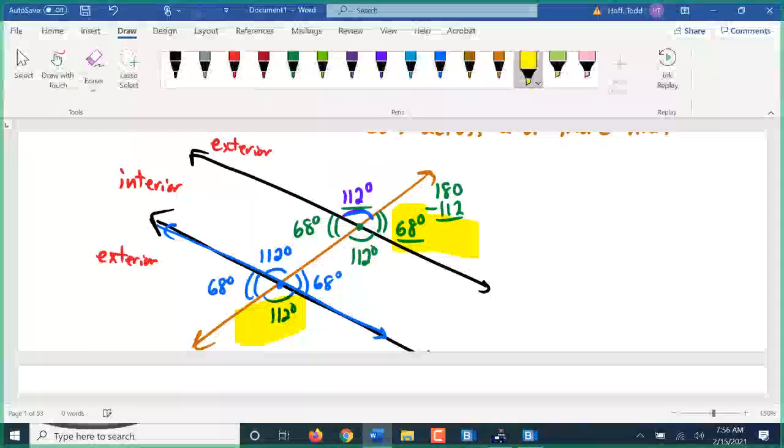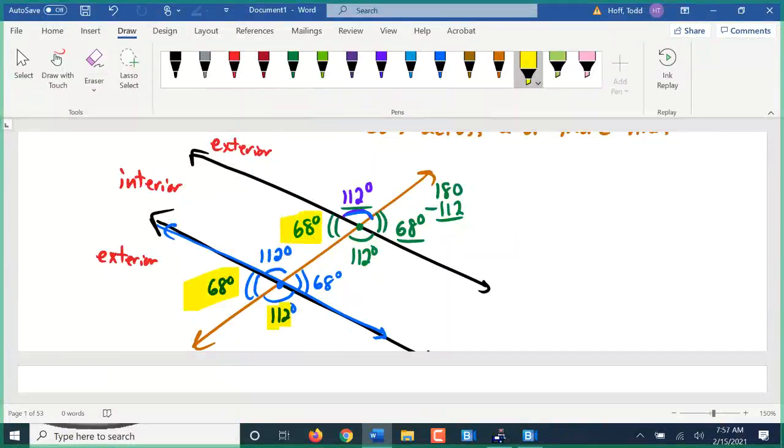These two would be corresponding exterior angles because they're outside the parallel lines, they're exterior, and they're on the same side. And then these two are just corresponding angles. Notice we didn't name interior, exterior. They're on the same side.